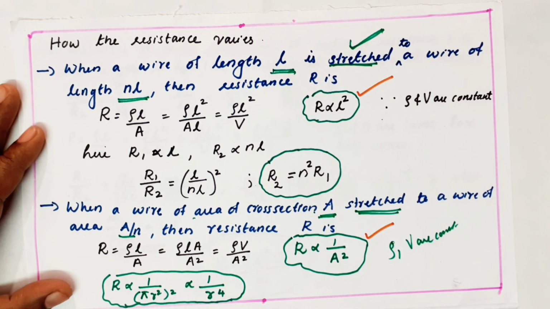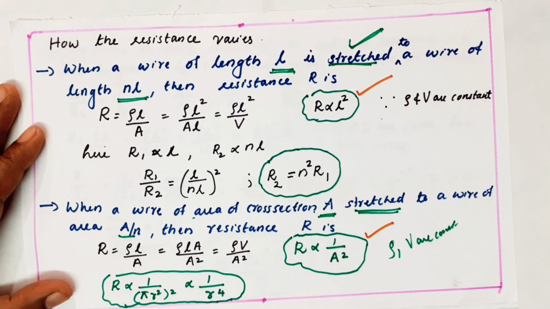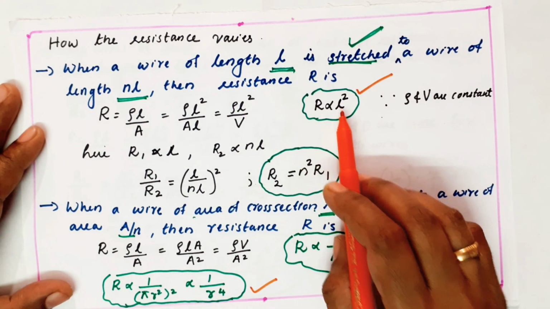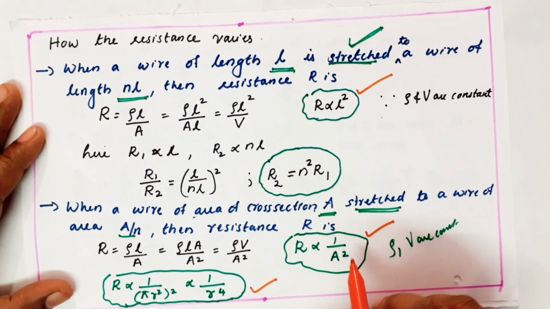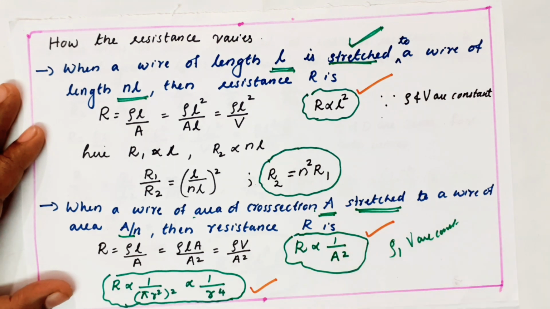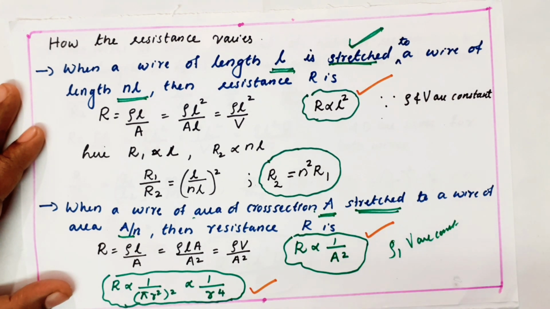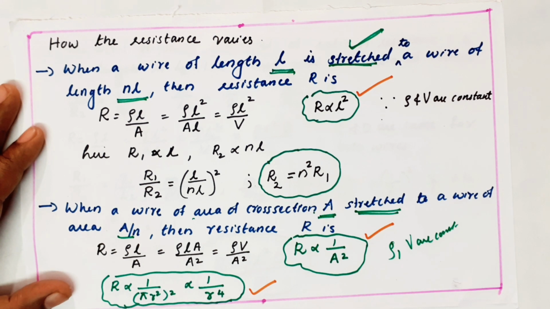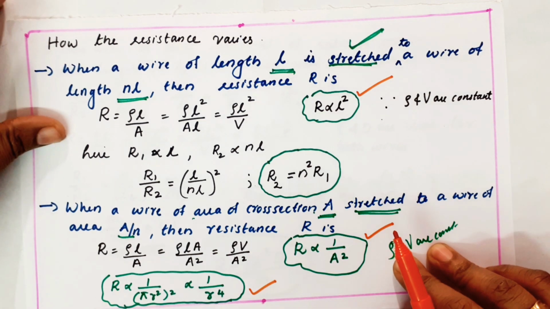And we know for a wire we are taking circular cross section. Therefore area is pi R square. So I can write it as inversely proportional to R power 4. For a stretching case, you have to remember these things. R is proportional to L square. R is inversely proportional to A square. R is inversely proportional to R to the power of 4, where R is radius. Clear? So these are the factors affecting resistance when we stretch a wire. Clear?